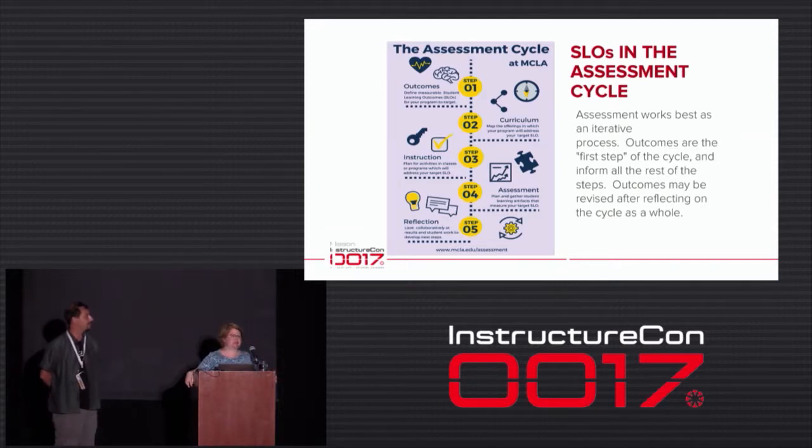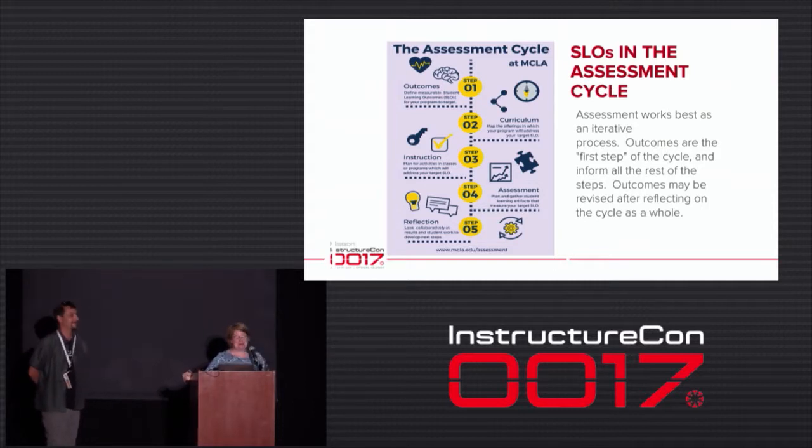Outcomes and student learning outcomes are the first step in something called the assessment cycle. This is represented linearly because the paper is shaped as a rectangle, and that was the easiest way to fit all of the words on the page. But this is an infographic that I like to hand out to people on my campus. It's also on the digital handout or the paper handout.